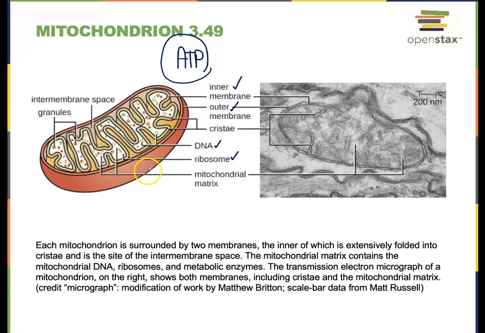And it's autonomous, so it can duplicate itself if it needs to. If it thinks the cell needs more energy, this mitochondria can just make another mitochondria. So the folding up of that inner membrane has a name. It's called the cristae. So that's something you want to remember. I know it seems like a small detail, but we will talk about that later. And then the inner part here is called the matrix.